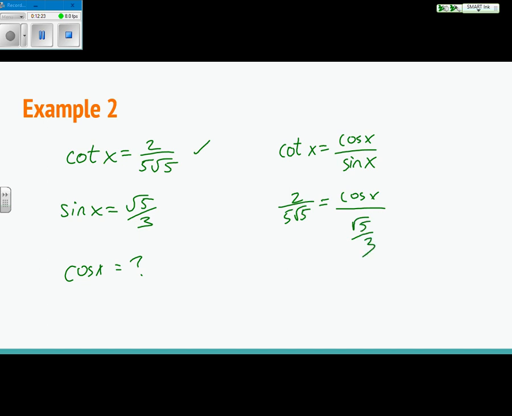And this just turns into an algebra problem. I want to solve for that cosine that's up here in the numerator. What's the opposite of dividing both sides by the square root of 5 over 3? Not dividing, but multiplying. So be careful with this. Here, the square root of 5s are going to cancel, and I'm left with just 2 on top and 3 times 5 on the bottom. That'll be 15. So cosine x is going to be 2/15.